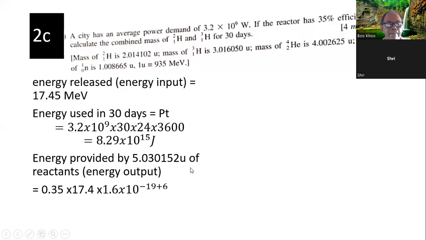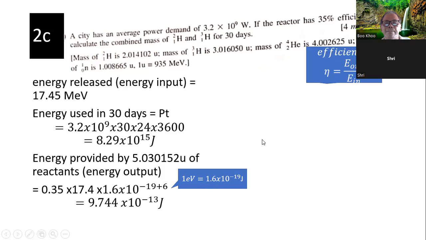Wait, what am I doing? Oh, that's the energy release. Right, this is the energy output from this mass alone. So 0.35 is 35%. Okay, 17.4. This one is in mega electron volt. Mega is 10 to the power 6. Then 1 electron volt is 1.6 times 10 to the power minus 19 joule. Convert that, calculate out.